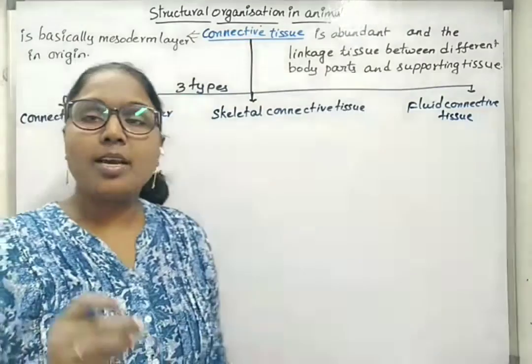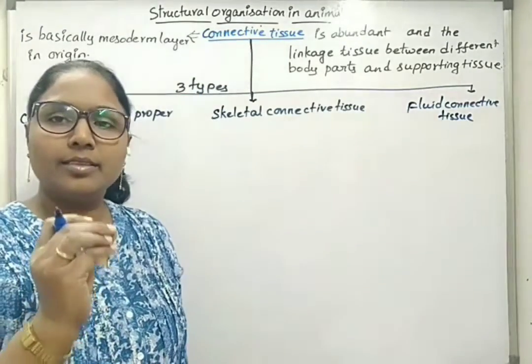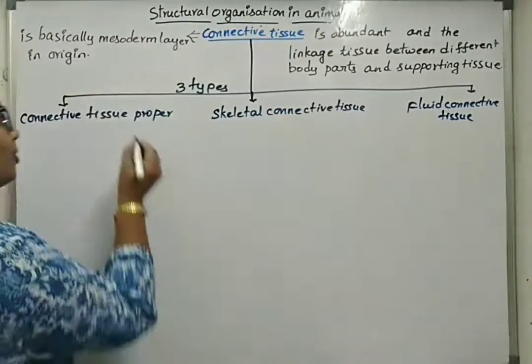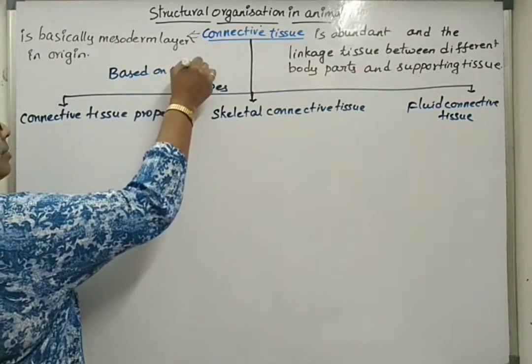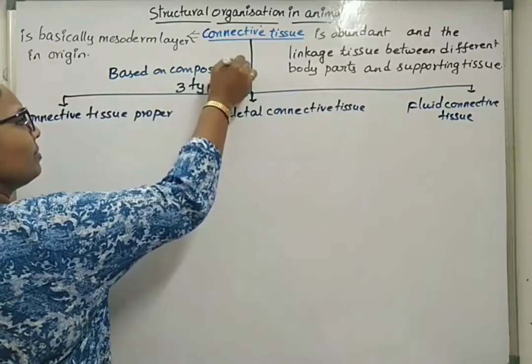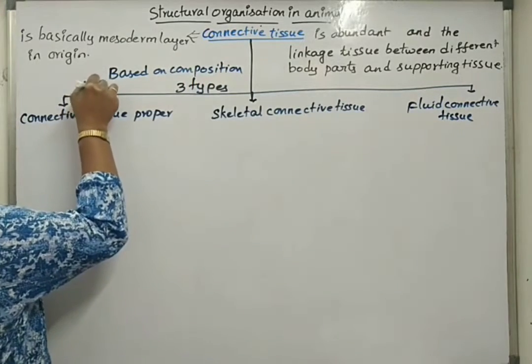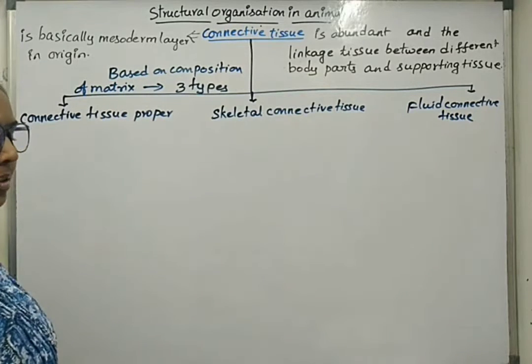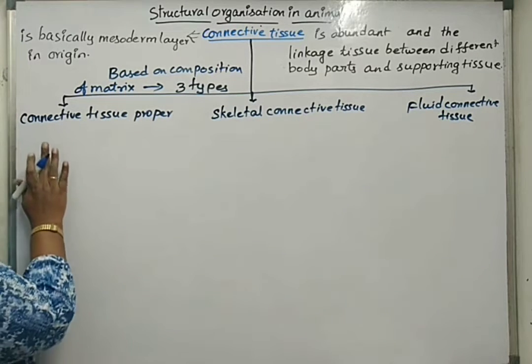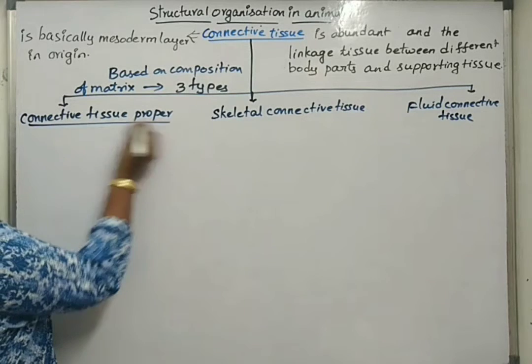These three types are based on the composition of matrix. So we will write, based on composition of matrix. This connective tissue is of three types. Connective tissue proper, first one.